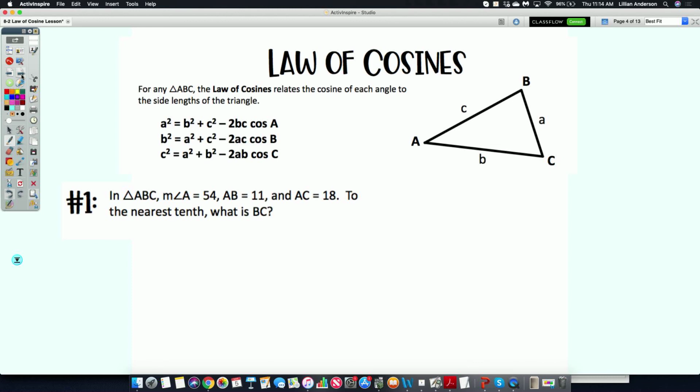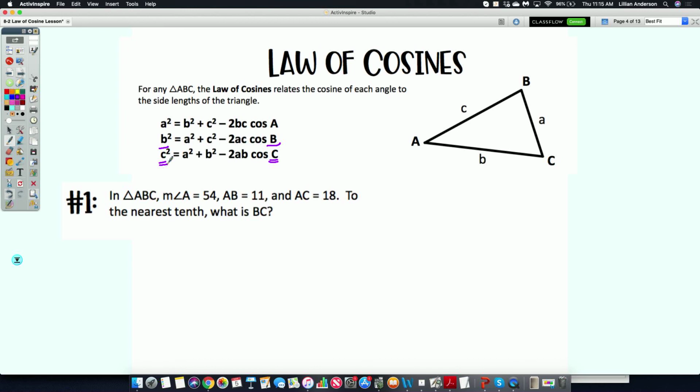I know you see three formulas, but realize that they're all the same. Every single one of them is the same. It's just dependent on which angle you're given, okay? So if I'm given angle A, I want to find side A first. If I'm given angle B, I want to find side B first. If I'm given angle C, I want to find side C first, and so on, okay?